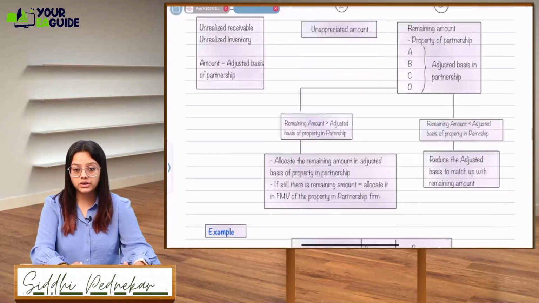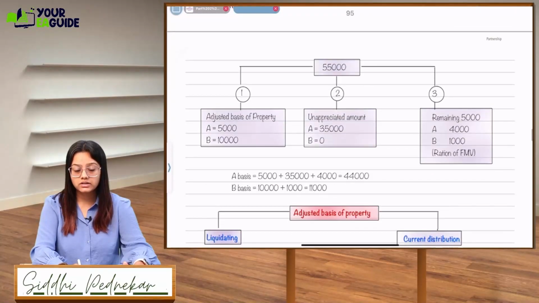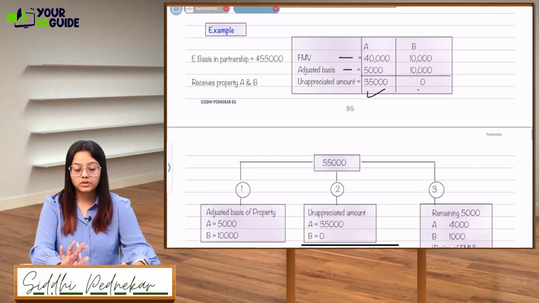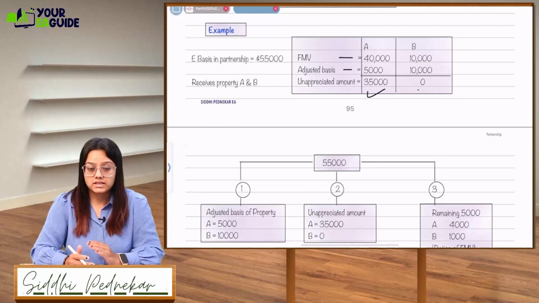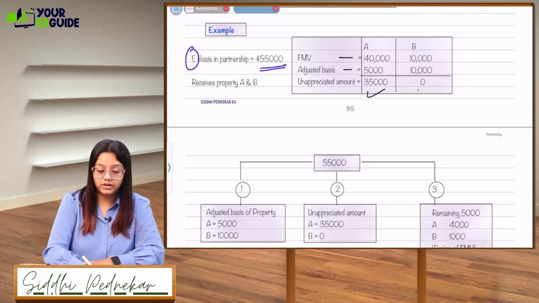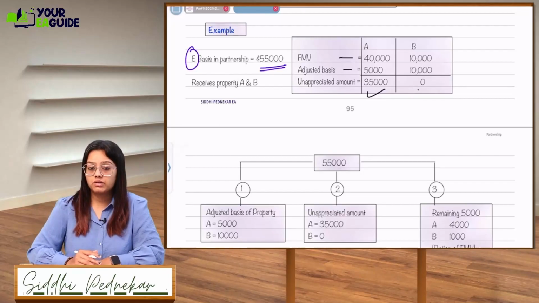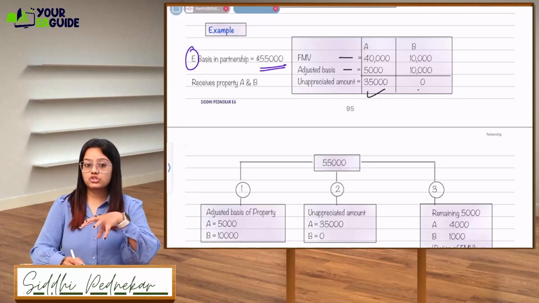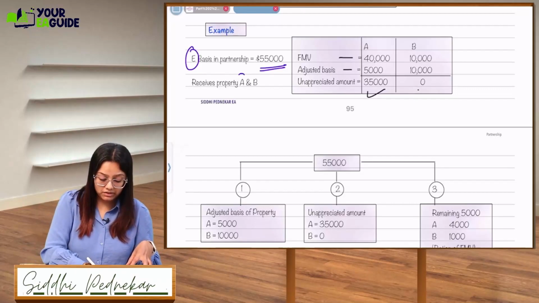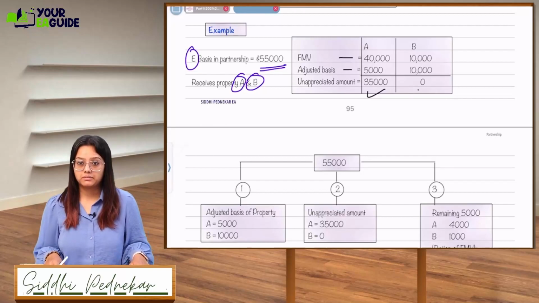Okay, this is liquidating. Just a minute, guys. Let's take this example. Let's say partner E has a basis of 55,000 in the partnership firm. Now what is the partnership firm doing? The partnership firm is distributing property, which is A property and B property.